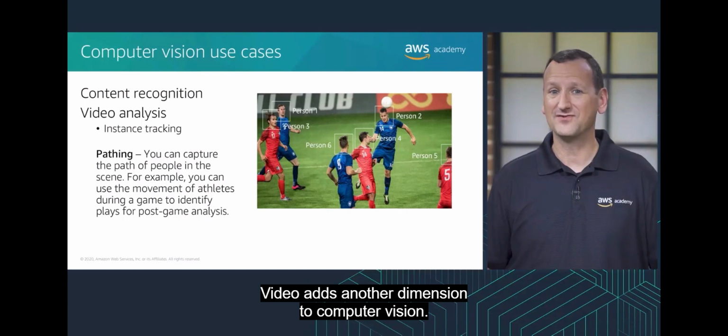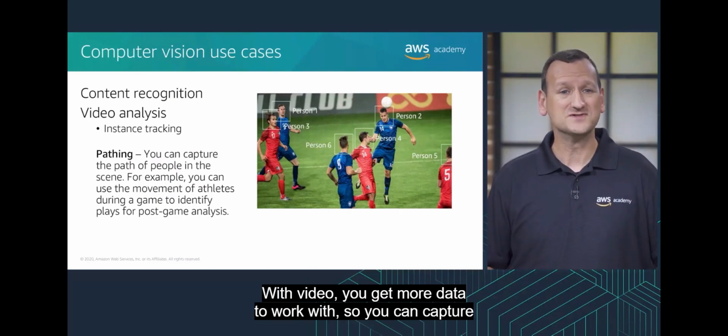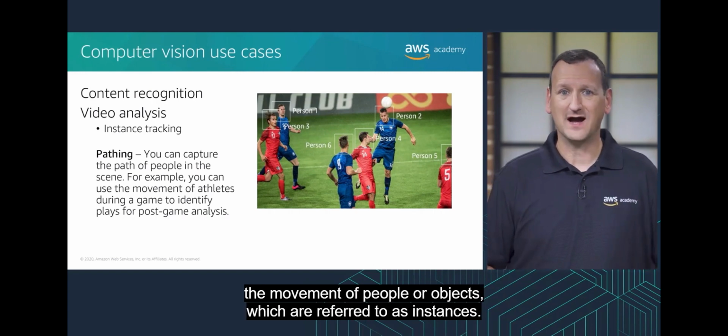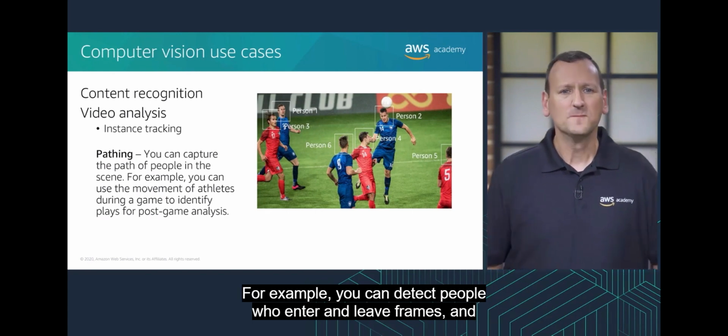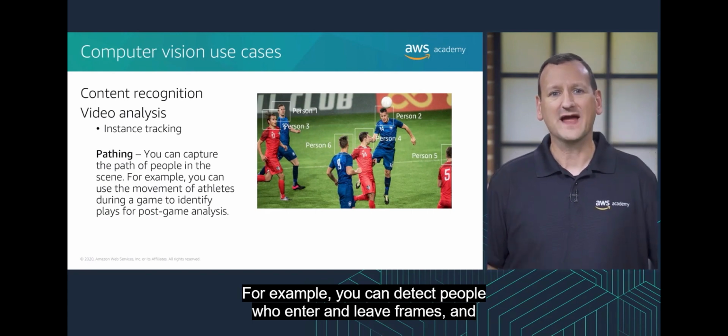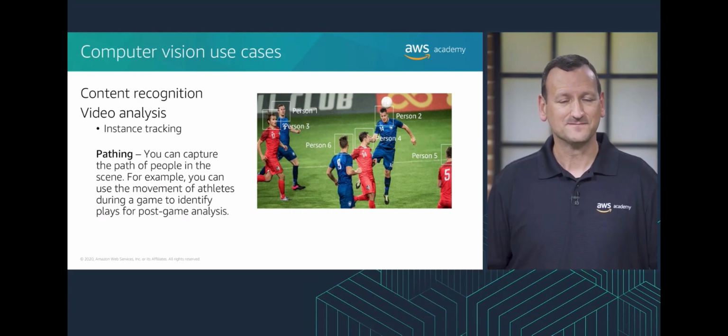Video adds another dimension to computer vision. With video, you get more data to work with, so you can capture the movement of people or objects, which are referred to as instances. For example, you can detect people who enter and leave frames, and also deal with moving cameras.